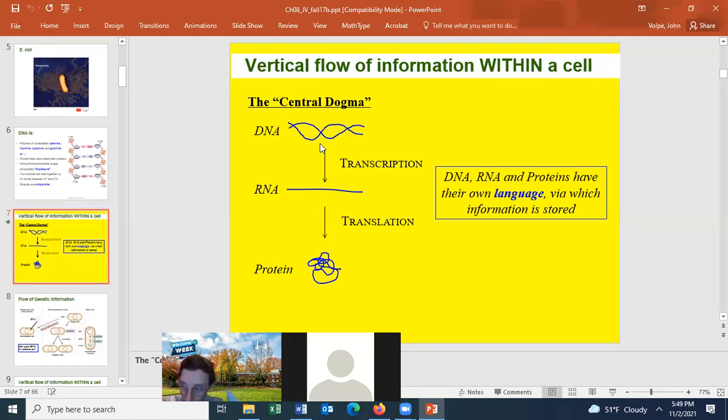We will talk about later in the term where there's a virus where the genetic information does flow from RNA to DNA. But outside of that one family of viruses, retroviruses, that is not seen, where information flows from RNA to DNA. And that's why this is known as the central dogma. The information always flows this way, at least in our genes.